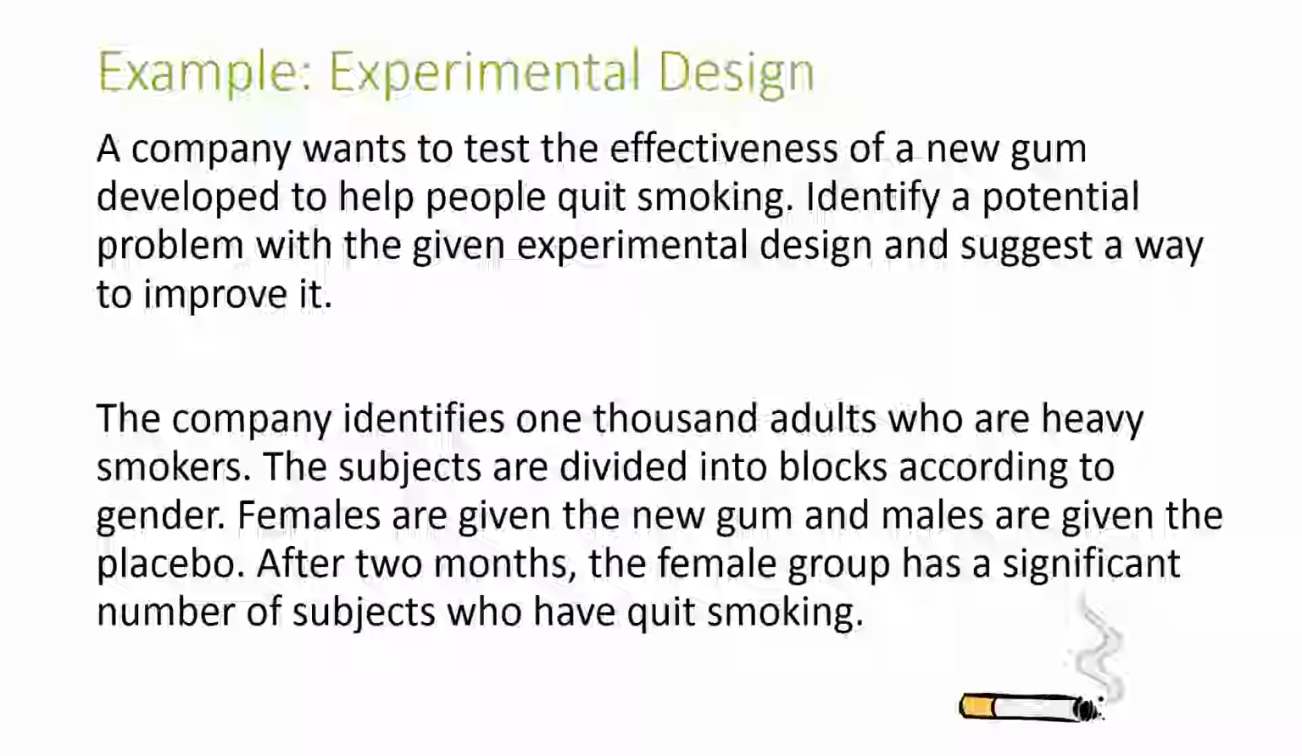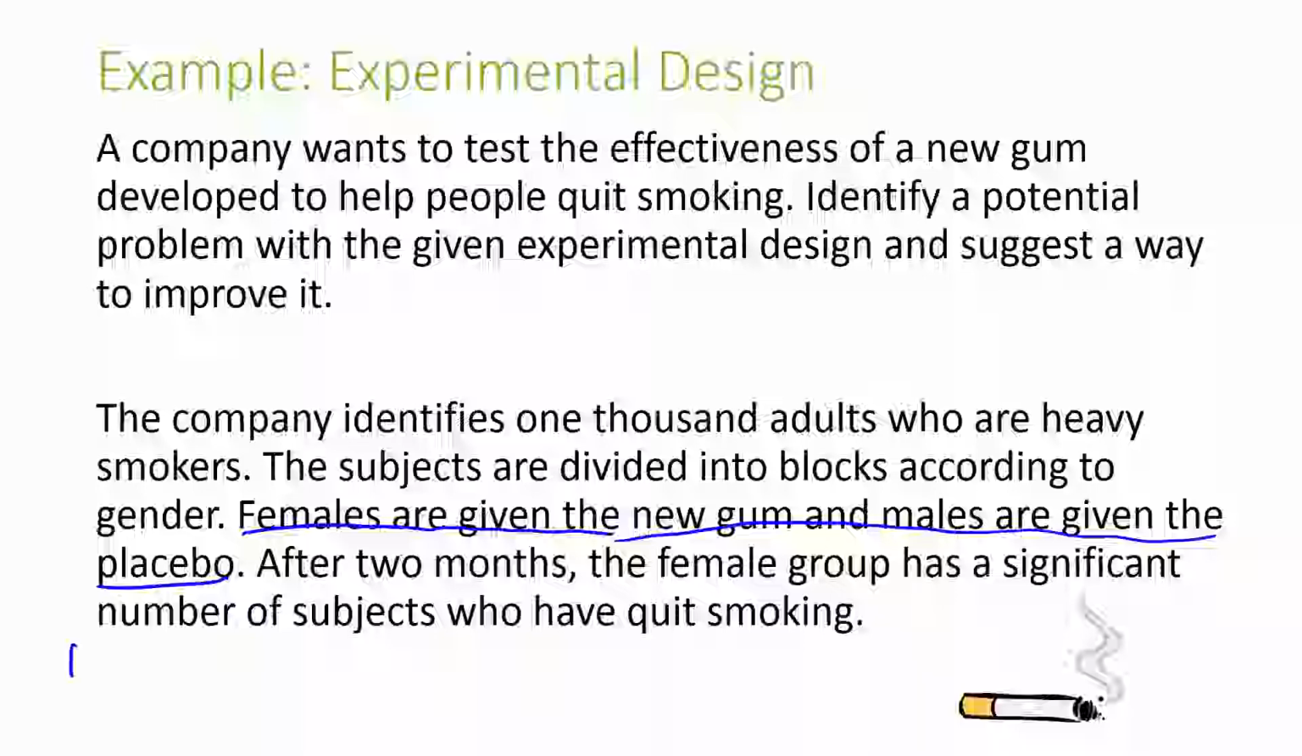So the problem we have is that one gender is given one thing and another gender another. Now it's possible there's some gender bias, that when females know that they're supposed to quit smoking, maybe they're more likely, and that the gum wasn't the important part.